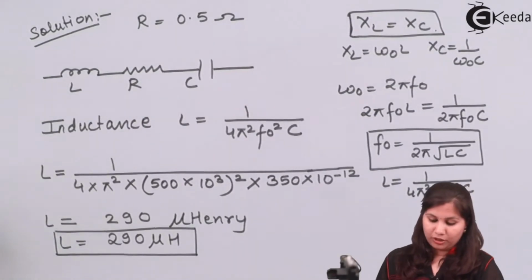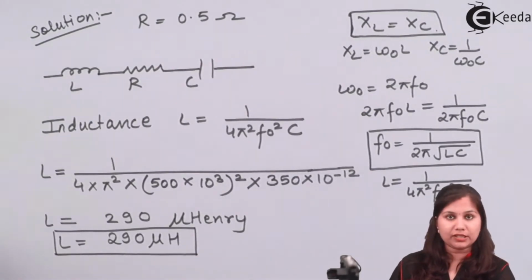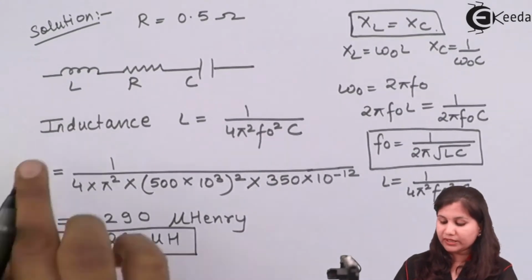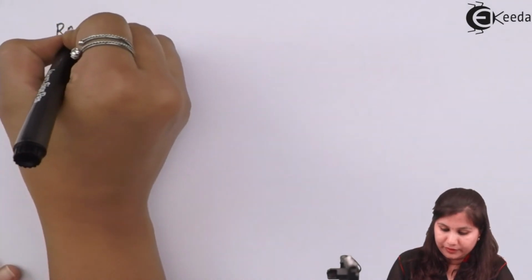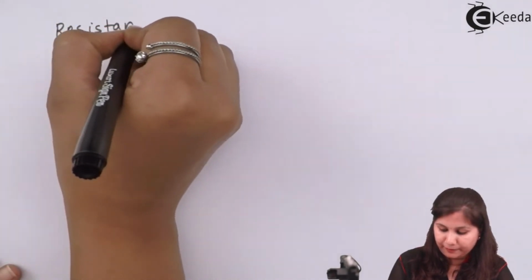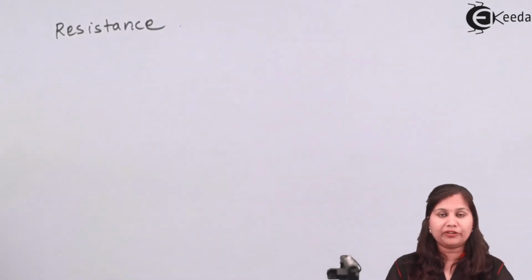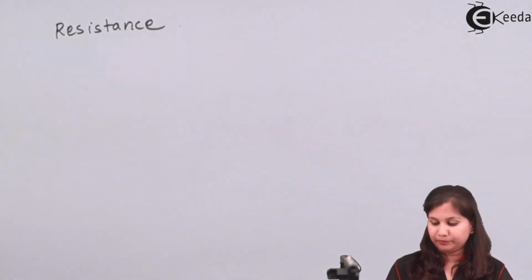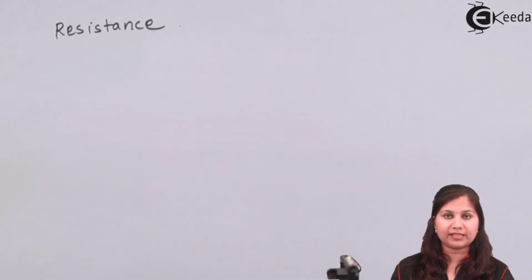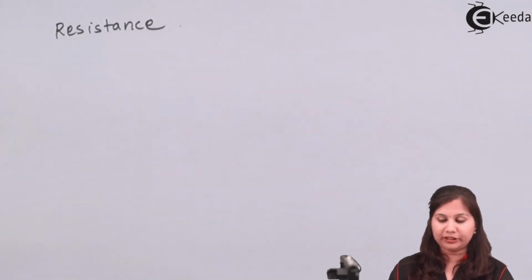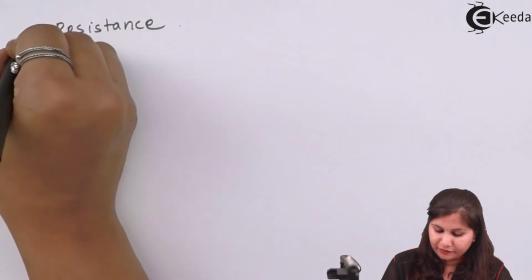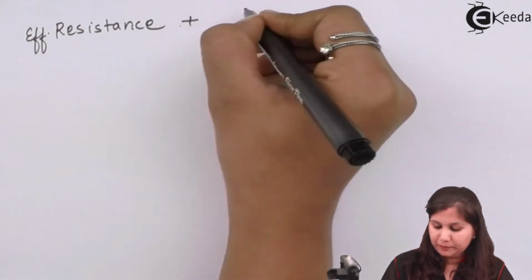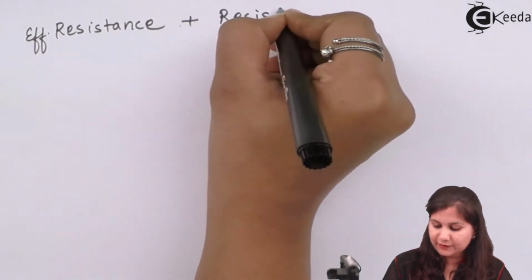Okay, now we have to measure the resistance also, the resistance of the coil. This was the inductance of the coil. Resistance, because we are already given that the coil is connected with a resistance and a capacitor. So both the resistances will be added, that is the effective resistance plus the resistance which is connected in series with it.